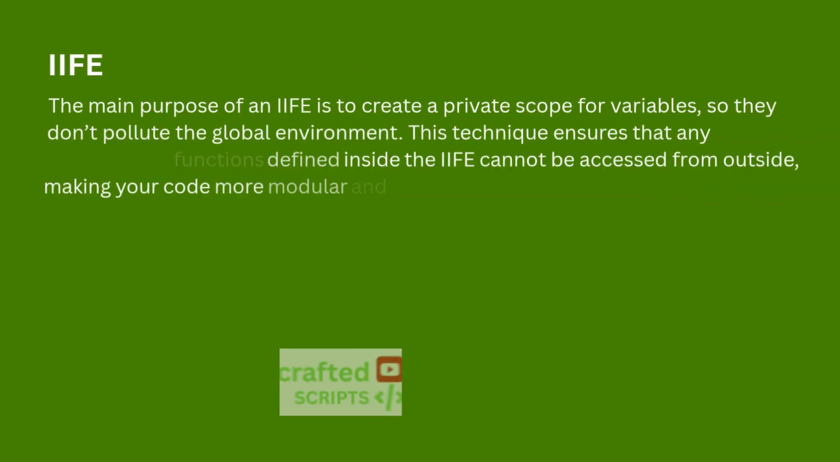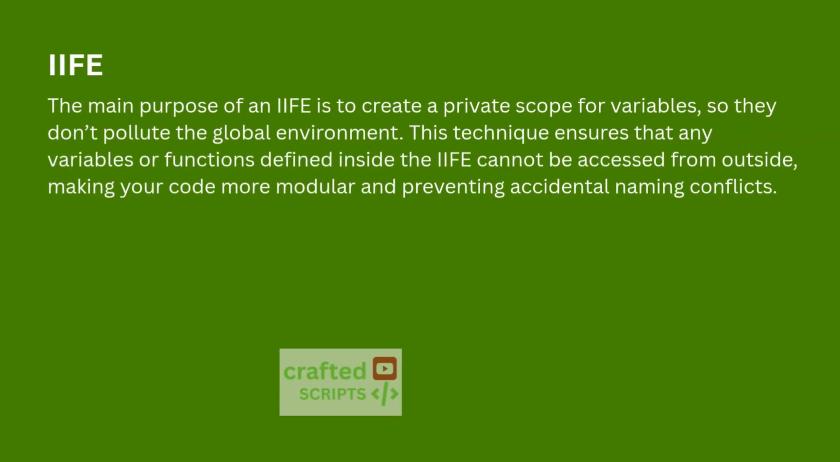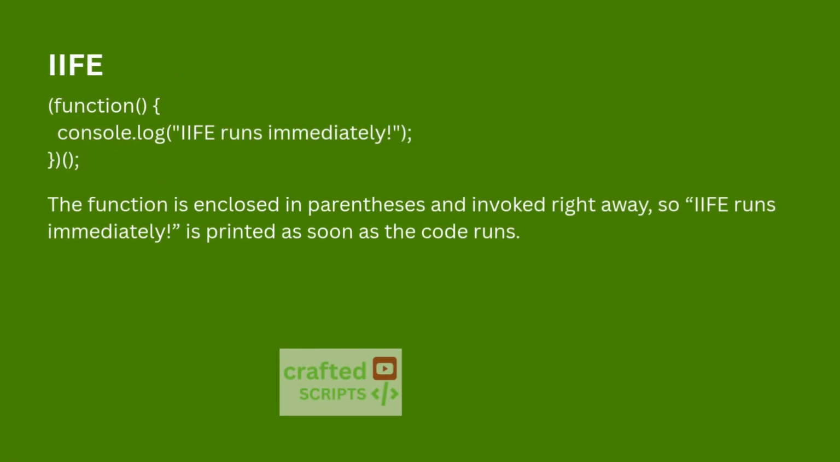The main purpose of an IIFE is to create a private scope for variables, so they don't pollute the global environment. This technique ensures that any variables or functions defined inside the IIFE cannot be accessed from outside, making your code more modular and preventing accidental naming conflicts. The function is enclosed in parentheses and invoked right away, so the IIFE runs immediately, and its output is printed as soon as the code runs.